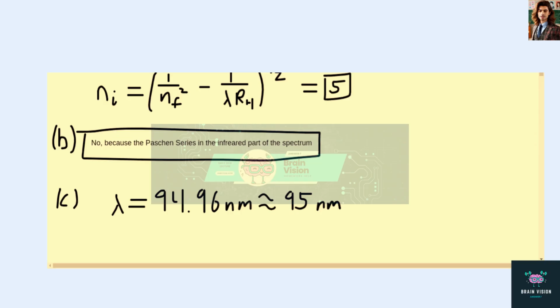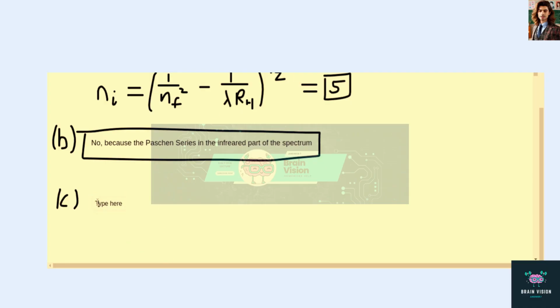Oh, sorry, but it asked for the Balmer series, not the Lyman series. So if you check the Balmer series, I was looking at the wrong series. I apologize about that. Part C wants to know if it's part of the Balmer series. So looking that up, we see that the Balmer series is all in the visible wavelength, and our value is not in the visible wavelength. It's in the ultraviolet wavelength. So we say no, because the Balmer series is in the visible wavelength.